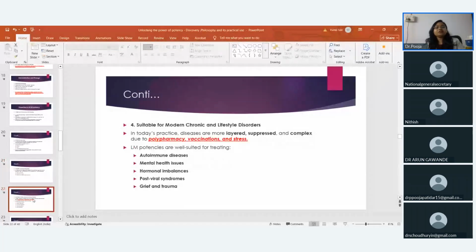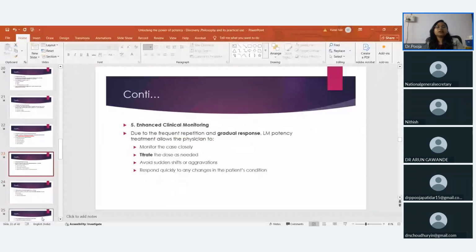In today's modern lifestyle, we can easily practice this LM potency because there is a lot of suppression going on and there are a lot of complex diseases because of stress, vaccination, and polypharmacy. So LM potencies are well suited for the treatment of autoimmune diseases, mental health issues, hormonal imbalances, post-viral syndrome, grief, and trauma. You can easily monitor the case during the course of LM potency. You can monitor the case closely, titrate the dose as needed, and avoid the sudden shift or aggravation. And you can easily give a quick response to your patient.